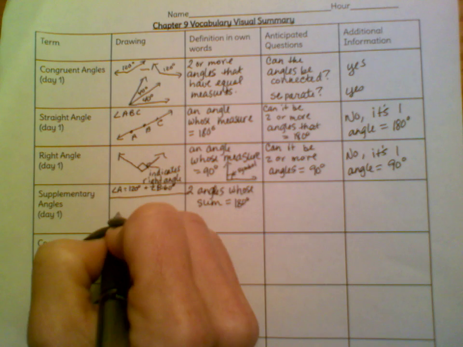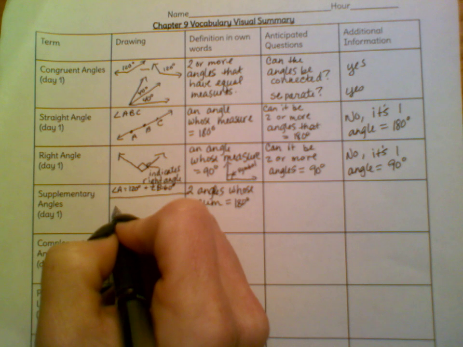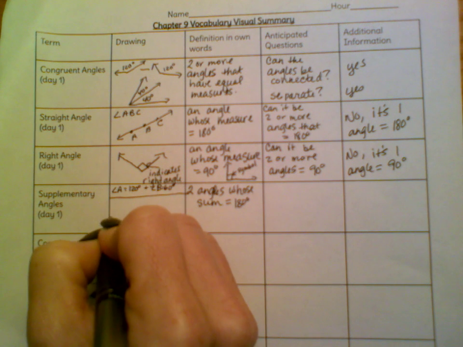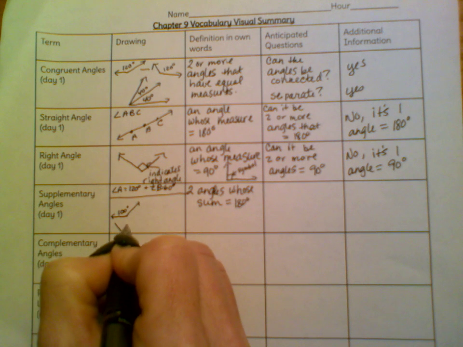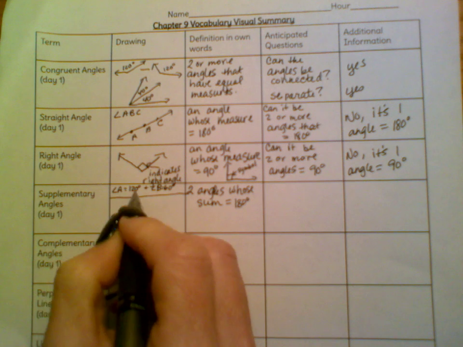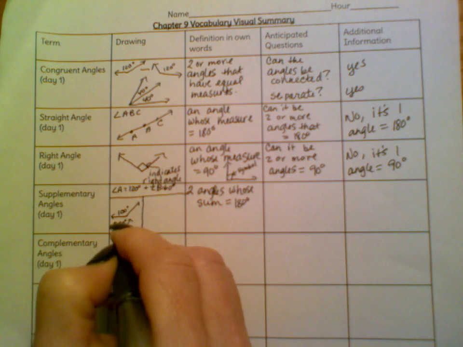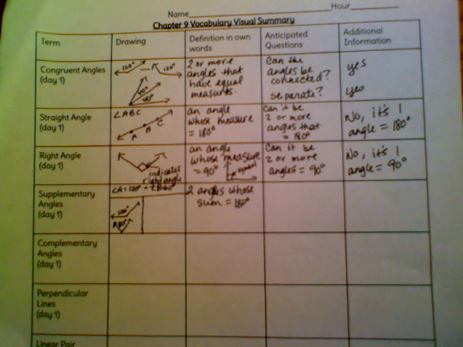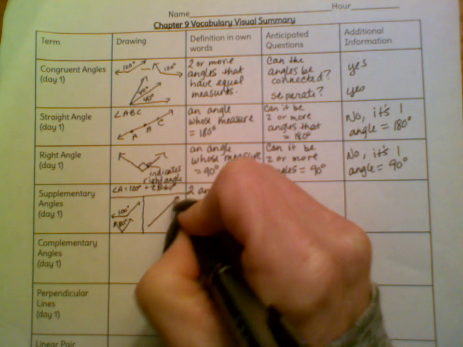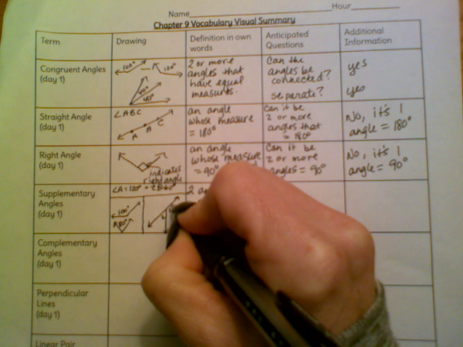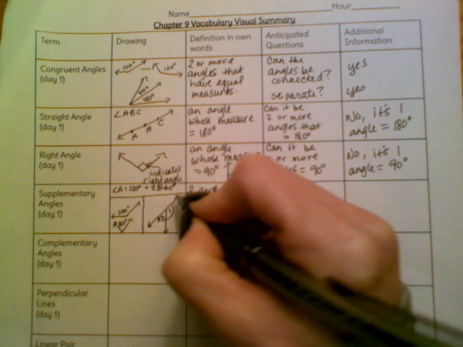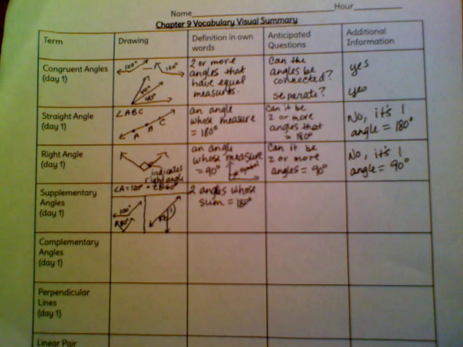Maybe I draw a 100-degree angle, so I'm going to put 100 in here. And maybe I draw an angle that's 80 degrees. Those two angles together add up to 180, so they're supplementary. And another way I could do it is maybe I have something like this, and this is angle 1 and angle 2. Angle 1 and angle 2 makes a straight line. We know straight lines are equal to 180 degrees, so angle 1 and angle 2 would be supplementary.